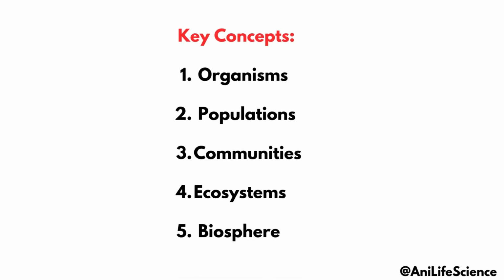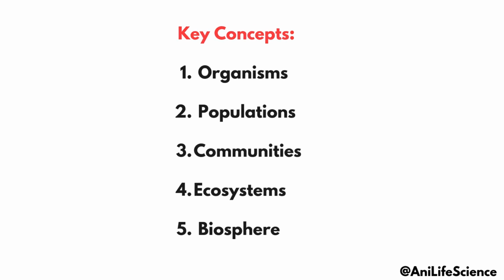Key concepts: Organisms. These are individual living things, such as plants, animals, and fungi. Populations: groups of the same species living in a certain area. Communities: different populations of species living together and interacting in one place. Ecosystems: the whole system, where communities of organisms interact with each other and their environment. Biosphere: all the ecosystems on Earth together.